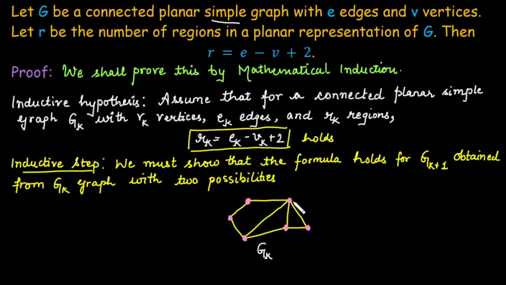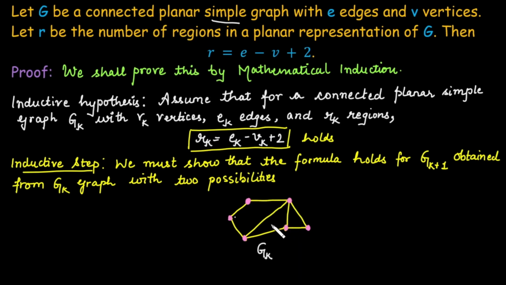For simple, it means we cannot take multiple edges between any two pair of distinct vertices, or we cannot take a self loop. If we are adding an edge, we need to add that edge between non-adjacent vertices. Like in this case, these two vertices are not connected directly. So we can take an edge directly from this vertex to this, or from this vertex to this. And if we are joining these two vertices, make sure the graph is planar.